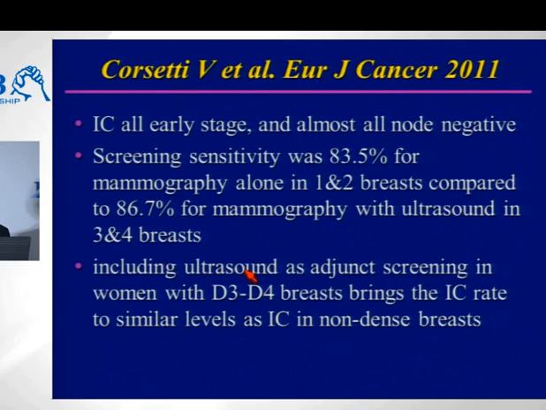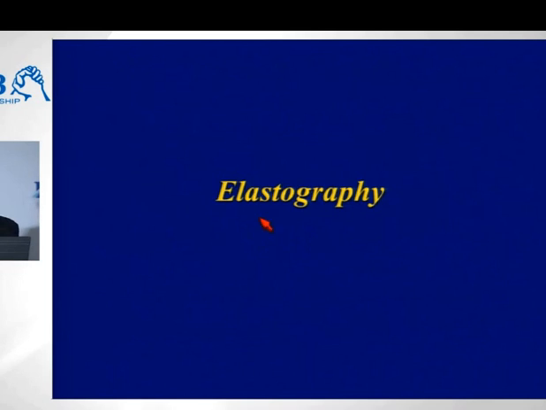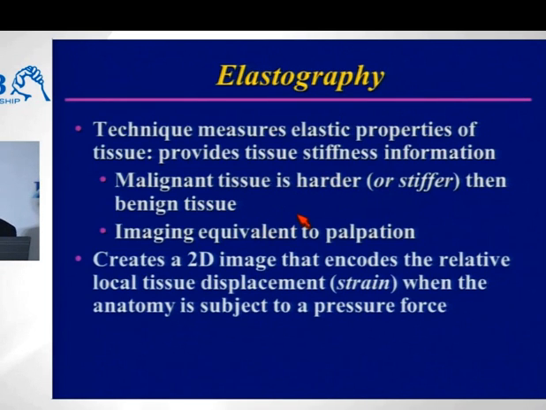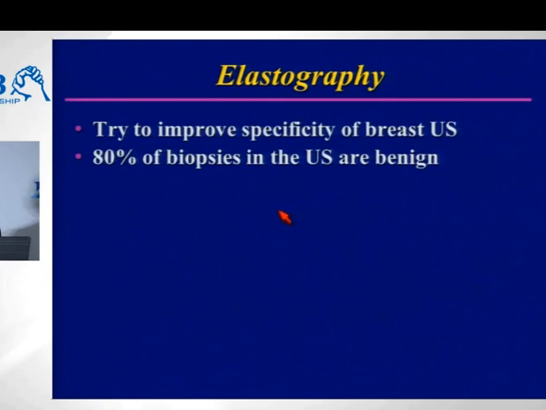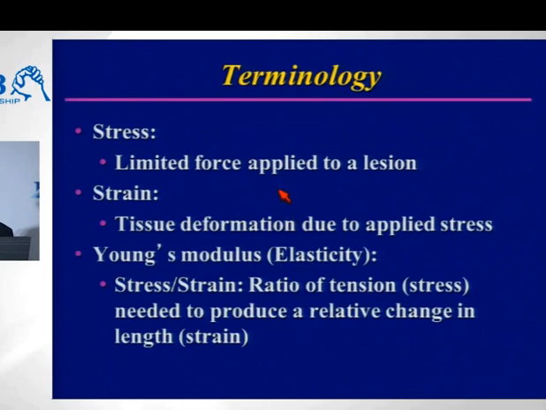So including ultrasound as an adjunctive screening in women with dense breasts brings the interval cancer rate to similar levels as interval cancers in non-dense breasts. So let's just have a quick look at elastography. It's a method for measuring stiffness in breast tissue, and we know when we palpate a cancer we expect it to feel harder than a benign lump, and that's what elastography does using ultrasound. And the goal is to improve specificity of ultrasound, given that 80% of biopsies in the US are benign.